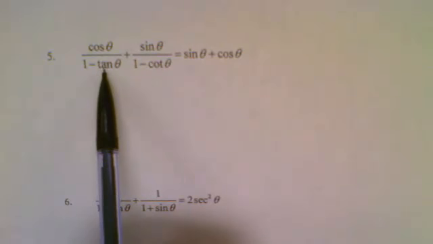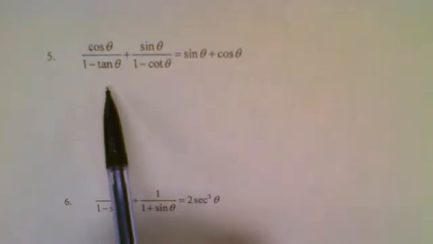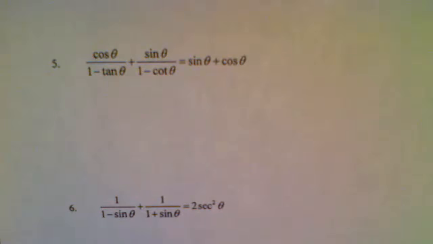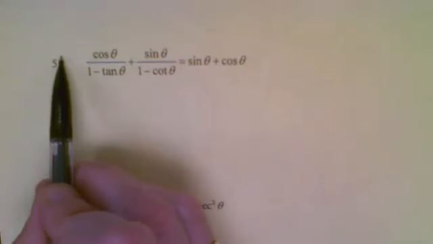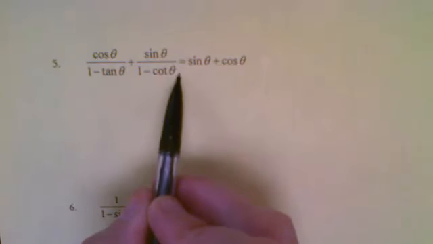So what do you do when you want to try to add these together? One thing we could do is get a common denominator, and that would work. So if some of you did that first, that would totally work. You just have to multiply this by 1 minus cotangent over itself, and this by 1 minus tangent over itself.